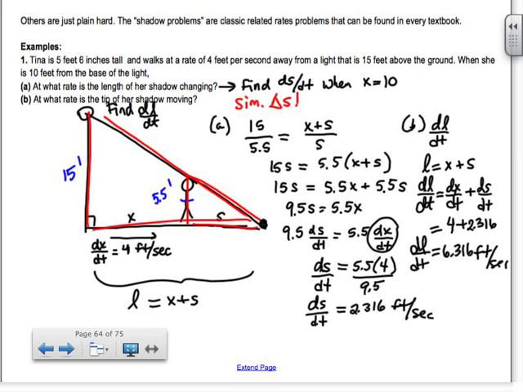Okay, and on your test, I'm not going to ask you that. And if I do, I'll probably give you a hint. I'll say, remember, the tip of the shadow means the whole length from the light post. So I'll make sure I give you a hint.